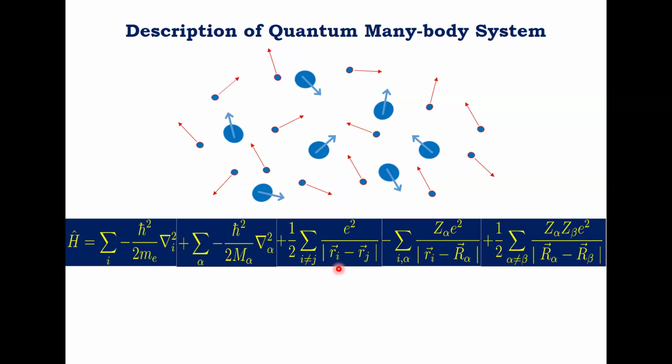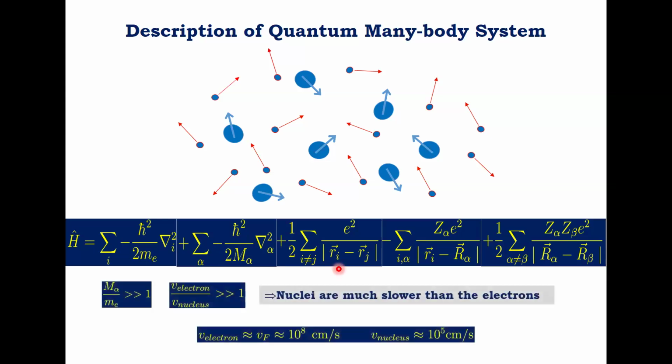How to solve this Hamiltonian? As such, we cannot solve this Hamiltonian because it is very, very cumbersome. Directly, it is very, very difficult to solve that particular Hamiltonian. So what we do, we apply some kind of approximation. So what are these approximations?